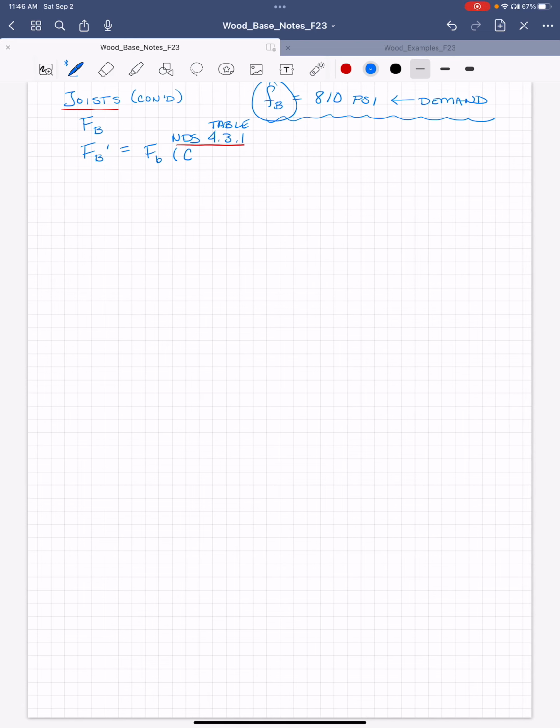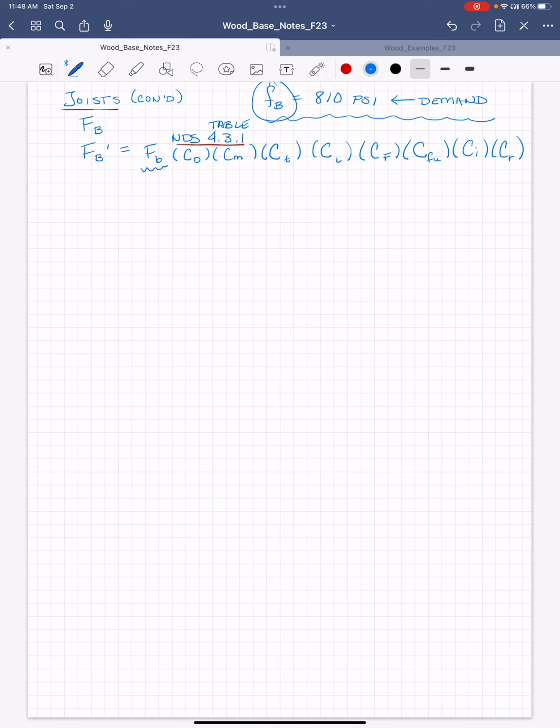And that is, as we talked about in the last lecture, CD times CM, then CT, CL, C sub F, C sub FU, C sub I, and C sub R. Okay, so lots of coefficients, and that's what you'll find in wood, that we're dealing with a lot of coefficients. So first, we can actually go ahead and get F sub B here.